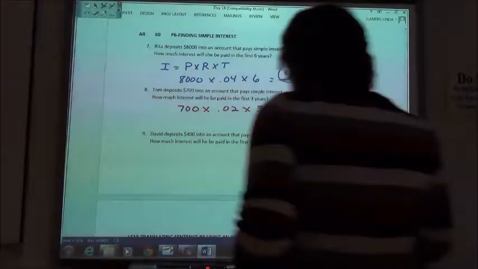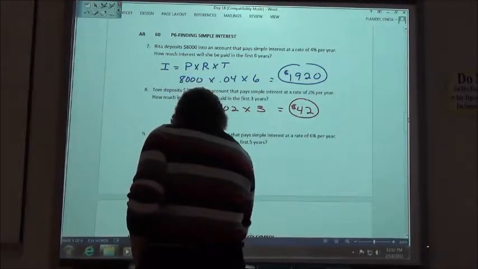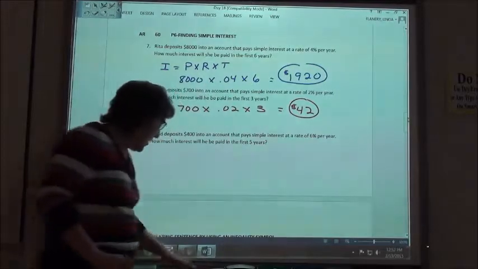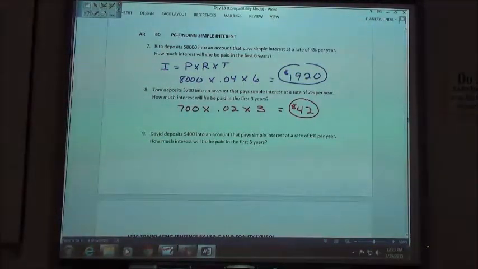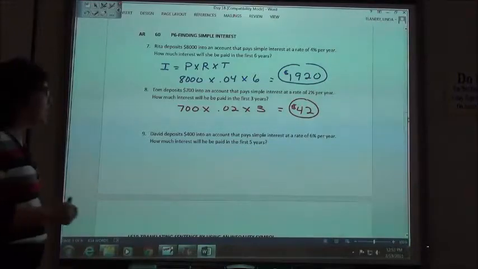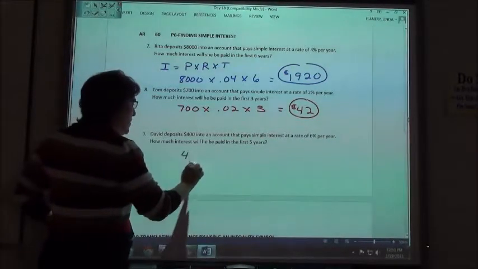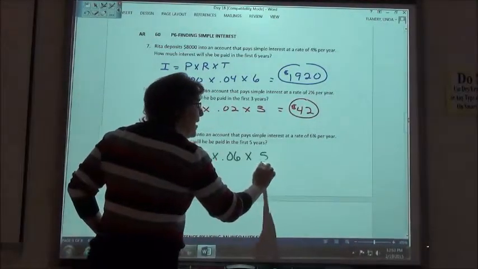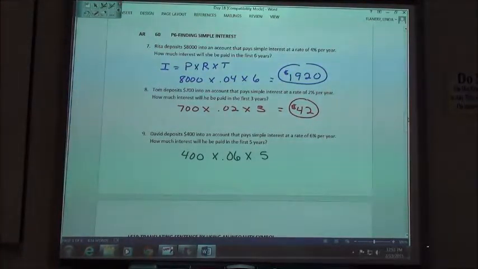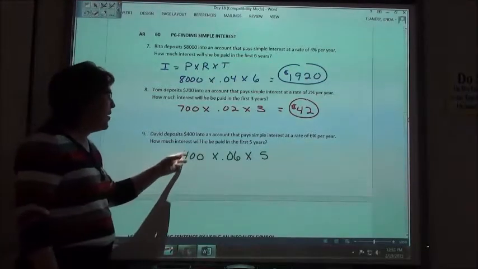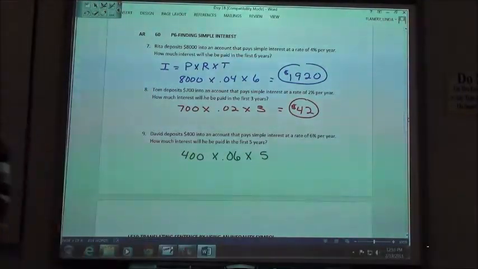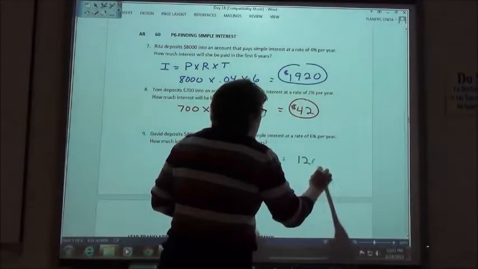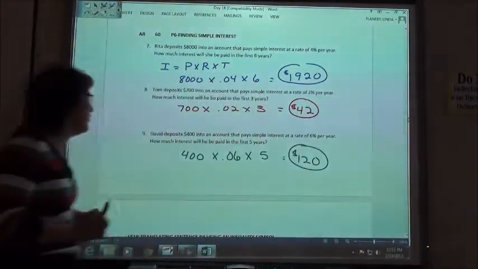Number 9, David deposited $400 into an account that pays simple interest at a rate of 6% per year. How much interest would he be paid in the first 5 years? So in order to do that, what would we do? 400 times 0.06 times 5 years, right? So, if I take 400 times 0.06 times 5, you came up with 120. $120 for his interest.